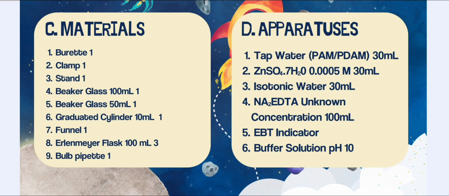For the apparatuses, the first is tap water, second is zinc sulfate, third is isotonic water, fourth is Na2EDTA, fifth is EBT indicator, and the last is buffer solution with pH 10.